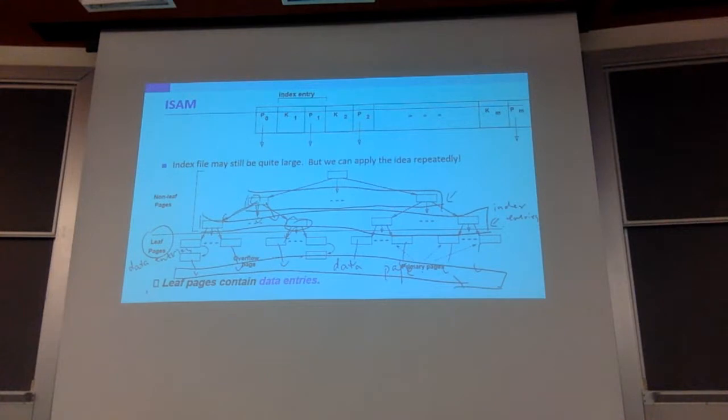Once you are at the data entry, you go from the record ID link to the actual data record. Then you apply this idea recursively, until you end up with one single node out here. This is one single page that contains a bunch of index entries pointing to its next level. This way, you get a tree.